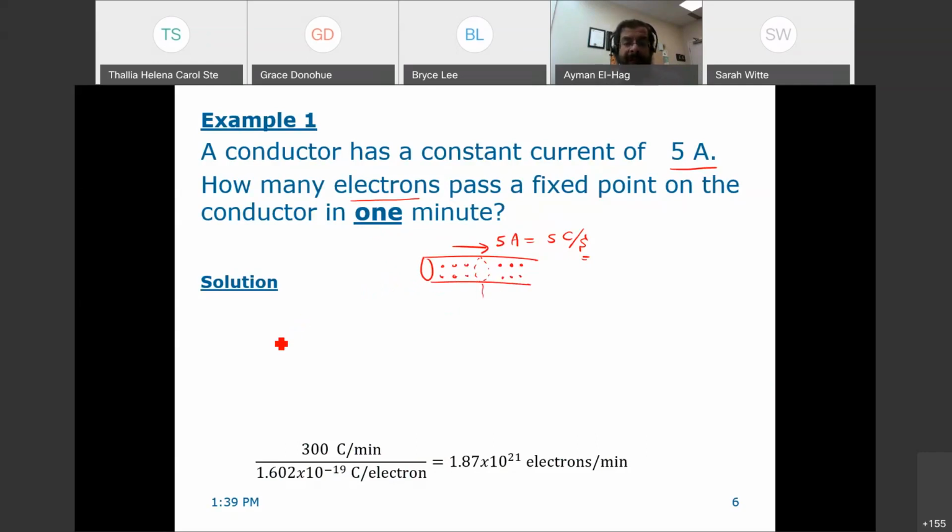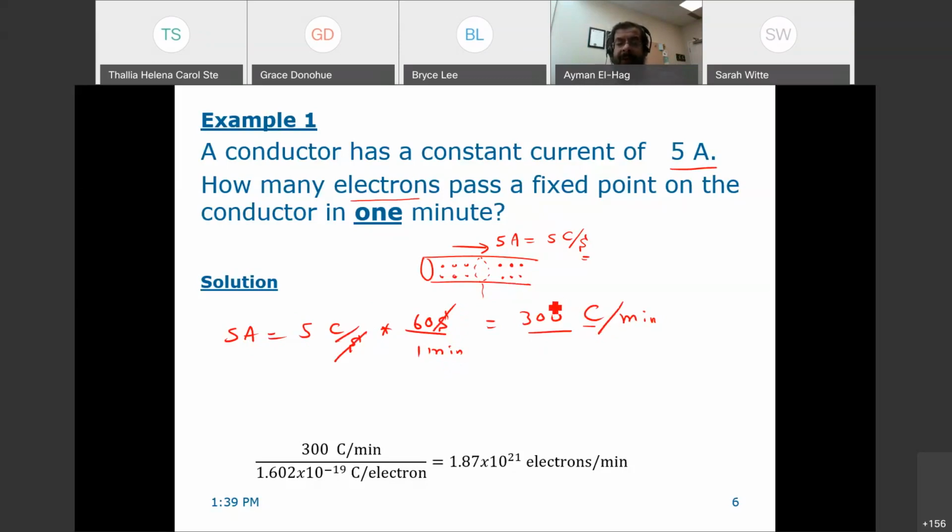We know that the current, the 5 amps, is equal to 5 coulomb per second. But first we want to have it in 1 minute. We know that 60 seconds is equal to 1 minute, so we multiply by 60 seconds over 1 minute. The seconds will cancel and we will have 300 coulomb per minute. So now we know how many charges in terms of coulombs pass in this conductor per minute.